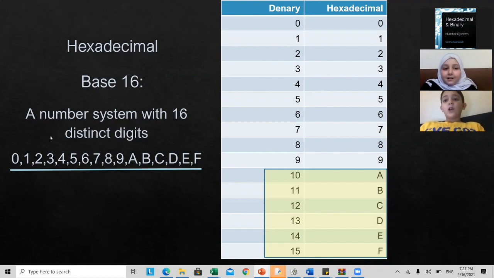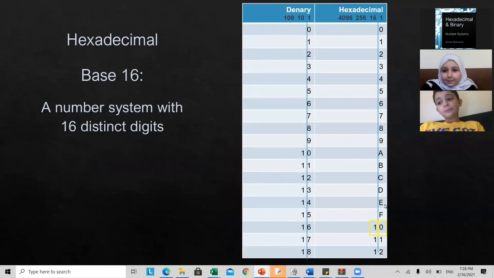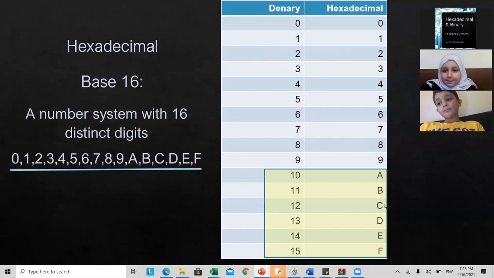And base 16 means we have 16 digits. We don't have only 0, 1, 2, 3, 4, 5, 6, 7, 8, 9. We also have 6 more digits: A, B, C, D, E, F. So we have 16 digits, okay? So the hexadecimal number system is 0, 1, 2, 3, 4, 5, 6, 7, 8, 9, A, B, C, D, E, F. What do you think happens after F?